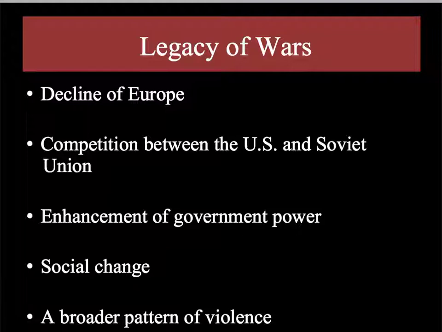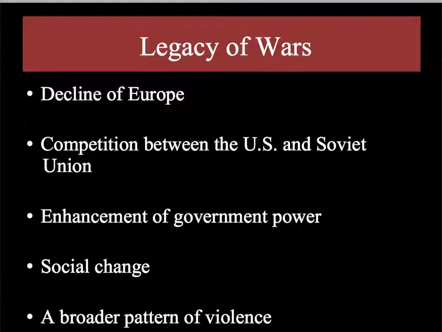Wars also challenged more traditional government structures. Empires fell, the Turkish Empire, the Austro-Hungarian Empire, they all fell, and we see the emergence of new nation states on the ashes of those empires. Wars also brought social change. As a result of these wars, women entered the workforce, and some of them gained the right to vote.